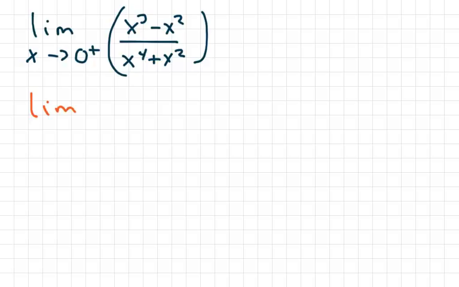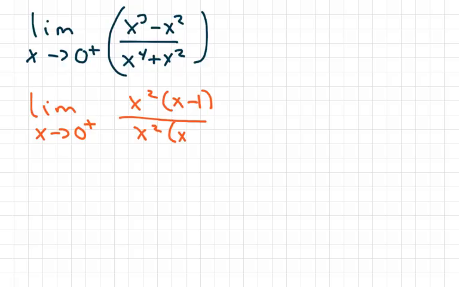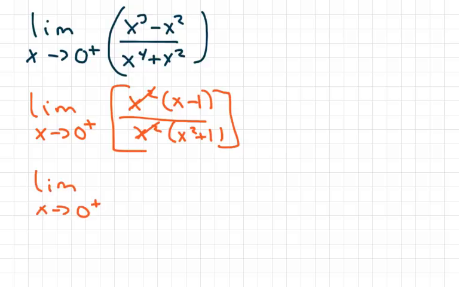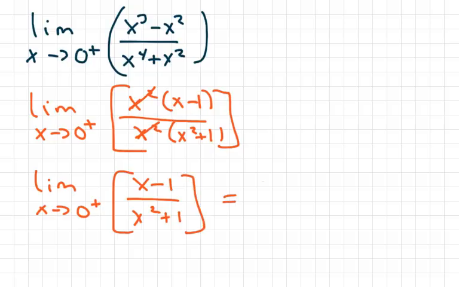And we're going to get the limit as x approaches 0 from the right side. And it's going to be x squared times x minus 1 over x squared times x squared plus 1. The x squareds cancel, so we get the limit as x approaches 0 from the right side of x minus 1 over x squared plus 1. Plug in the 0, and you get negative 1 over 1, which equals negative 1.